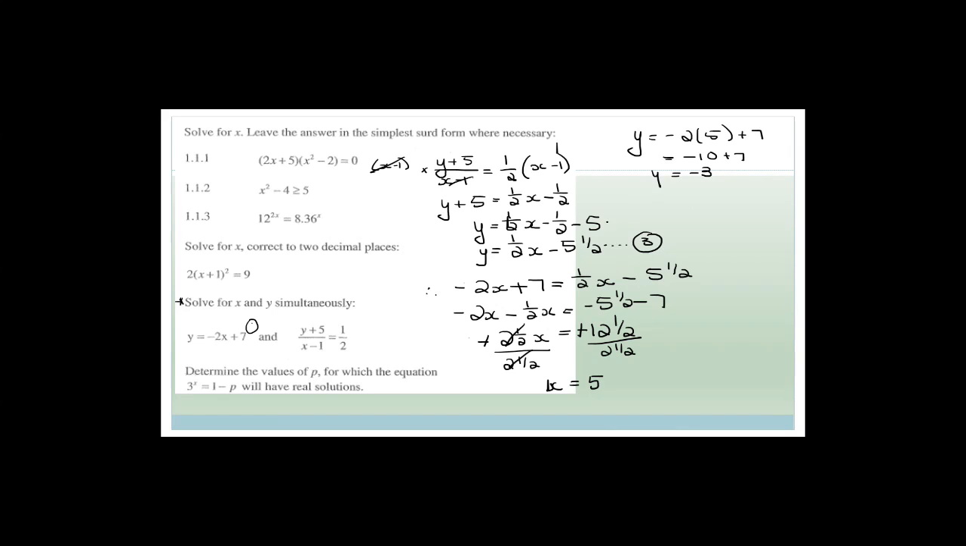Now grade 12s, last thing. You can't just write x equals 5 and y equals minus 3. They really want you to put it in as a coordinate. So therefore, for your final answer, you need to write (5; minus 3). Admittedly, this one is really easy in the sense that there's only one x value and therefore only one y value.